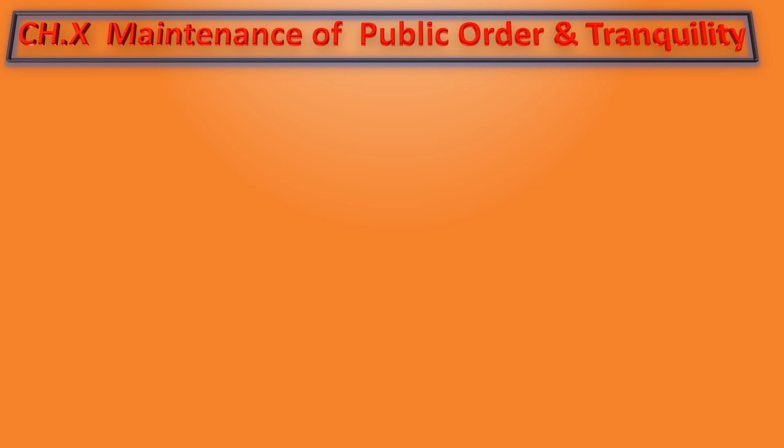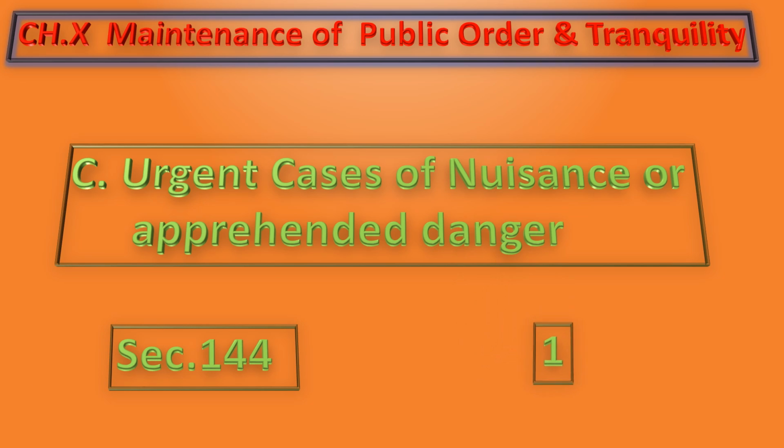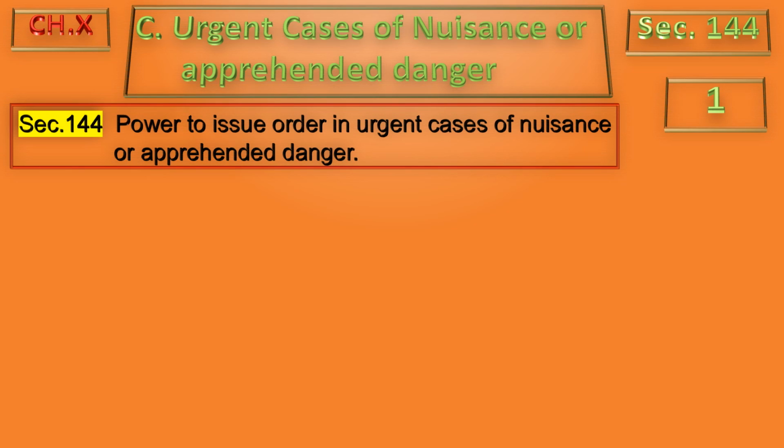Now we come to the third part of the chapter, Maintenance of Public Order and Tranquility, Part C, Urgent Cases of Nuisances or Apprehended Danger. As per the provision of section 144, only one section is given in this part. Part C, Urgent Cases of Nuisances or Apprehended Danger. As per the provision of section 144, it says power to issue order in urgent cases of nuisances or apprehended danger.